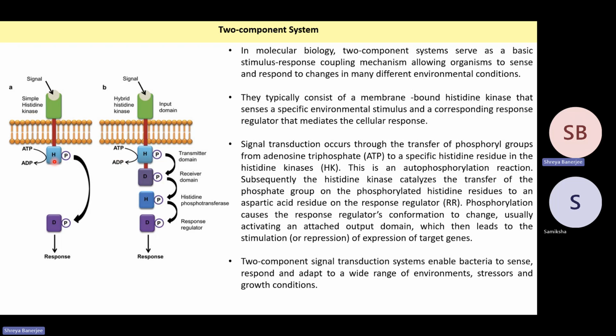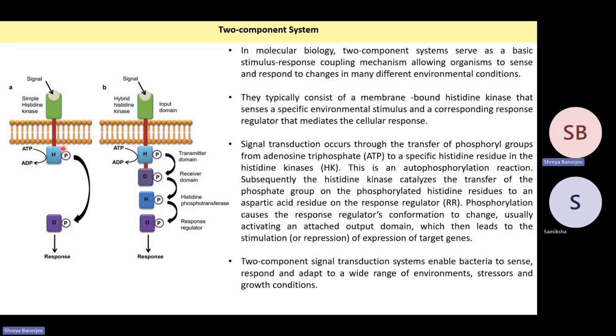These two-component systems consist of a membrane-bound histidine kinase that is sensing the stimulus. After that, the signal is transferred so that the response can happen. How this signal transfer happens, I'll discuss very briefly. Basically, you have ATP, that is the energy currency of the human body, and from ATP, one phosphoryl group or phosphate is transferred to histidine, and ATP becomes ADP.